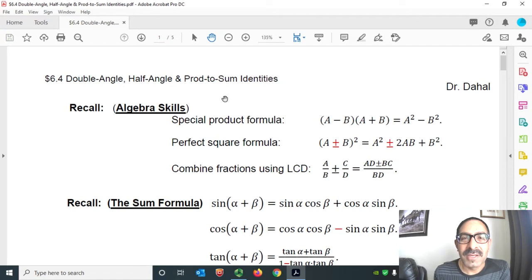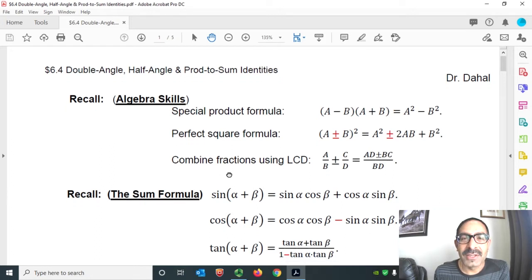First, let me review the algebraic skill that we discussed in our last class. Special product formula: a minus b times a plus b. If you FOIL these two factors, then it gives you a square minus b square. Other terms cancel there. Perfect square formula: a plus b, squared, gives us a square plus 2ab plus b square. Similarly, a minus b, squared, gives us a square minus 2ab plus b square.